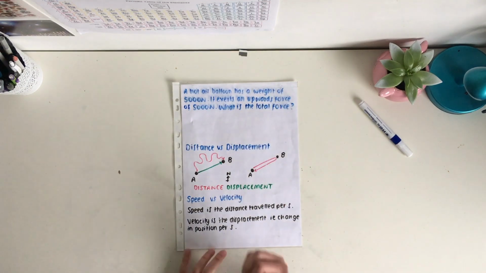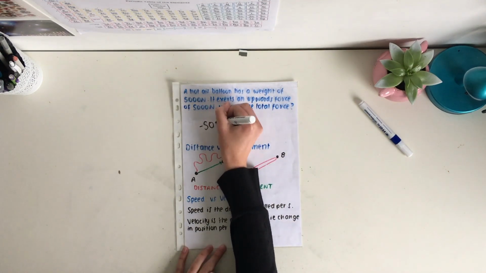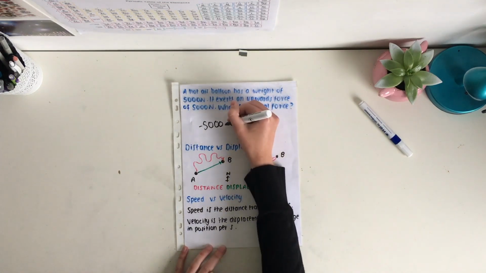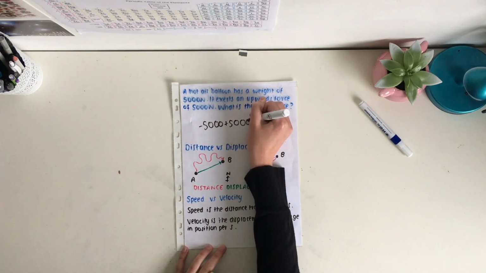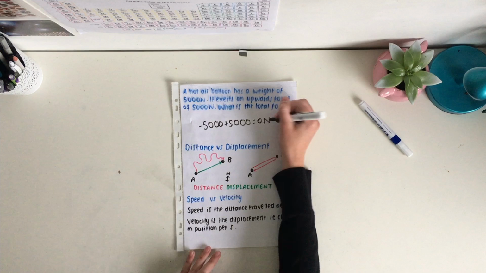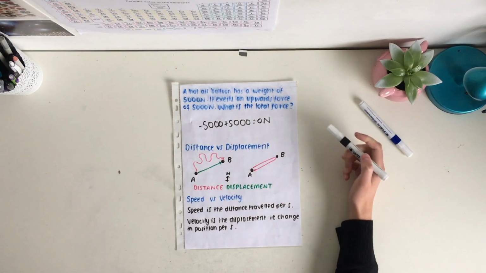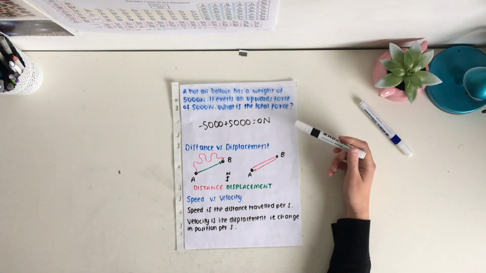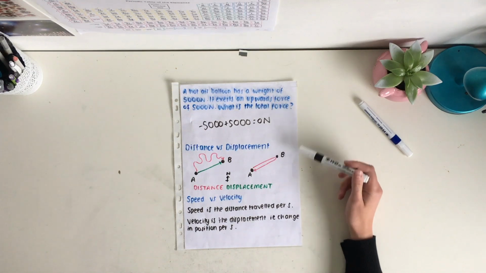This means that there is a downward force of negative 5,000 and an upward force of 5,000. Which gives us a total force of 0 newtons, so that there is no total force acting on the balloon, despite the upward and downward forces.